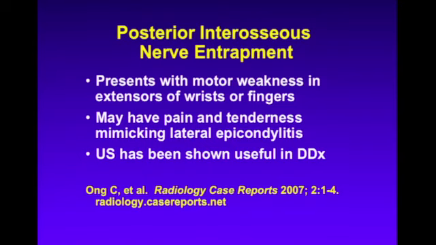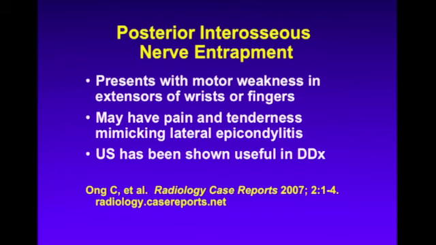When this nerve is entrapped, it presents with motor weakness in the extensors of the wrists and or fingers, and it may have pain and tenderness that mimics lateral epicondylitis, because it turns out that the location of this nerve is not far from the lateral epicondyle. It's just located more medial to it and sort of in the substance of where the supinator muscle lives in the upper forearm. And that's what makes you think, well, maybe this is this problem and not lateral epicondylitis.